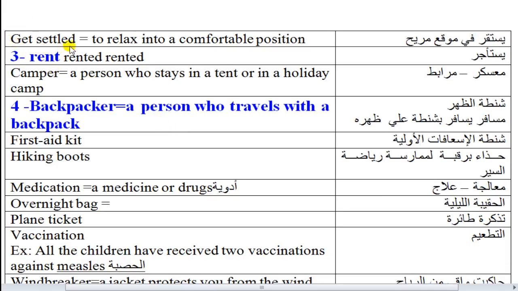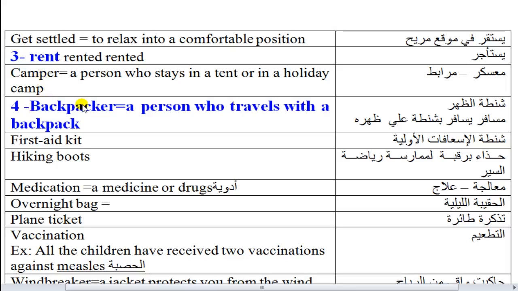Get settled. T soft D. Settled. If we have TLE, it's gonna be soft DLE. To relax into a comfortable position. 3. Rent. Rented. Camper. A person who stays in a tent or in a holiday camp. Stress on P sound. Camper.